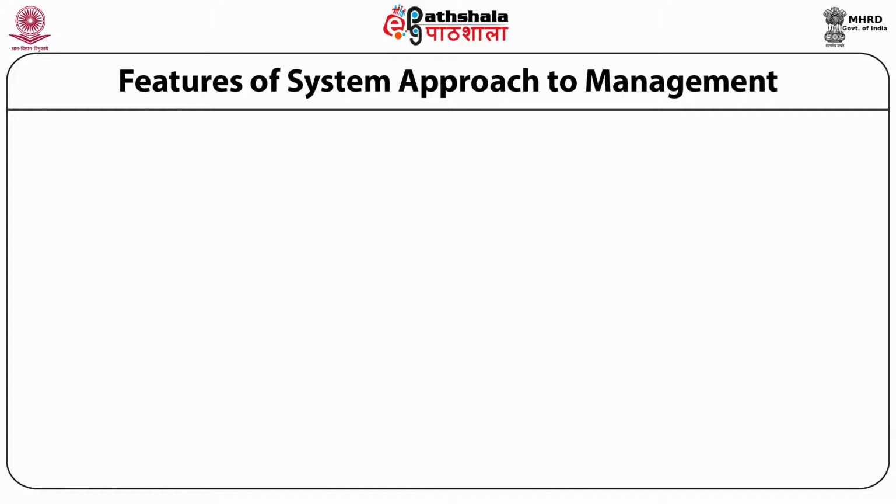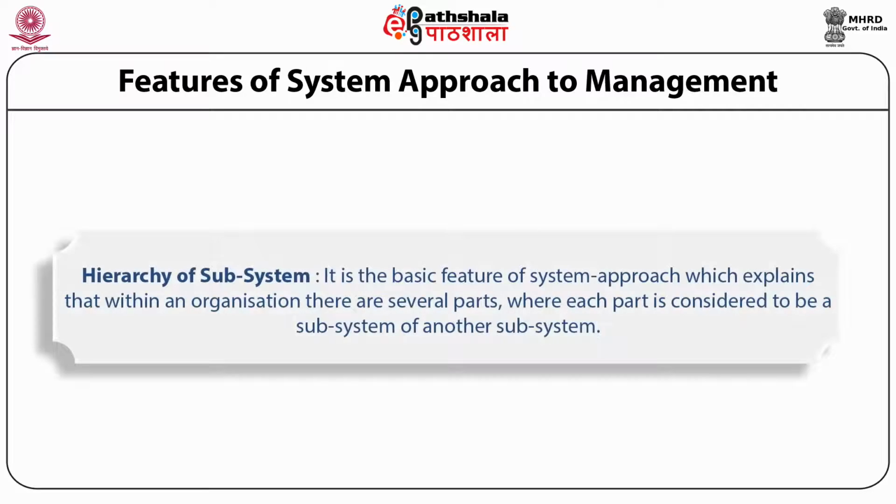Features of system approach to management. Now let us understand what are the various features of this approach. The first is hierarchy of subsystem. It is the basic feature of system approach, which explains that within an organization there are several parts where each part is considered to be a subsystem of another subsystem.